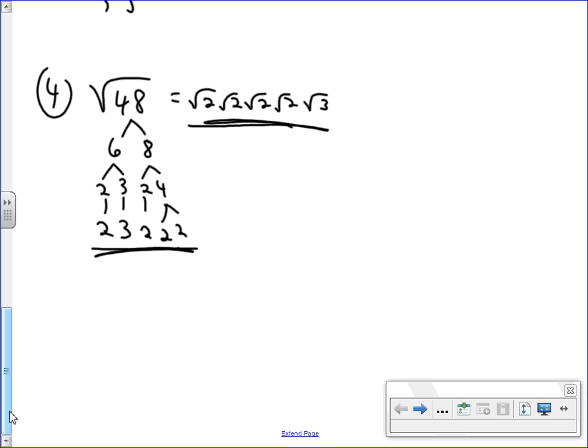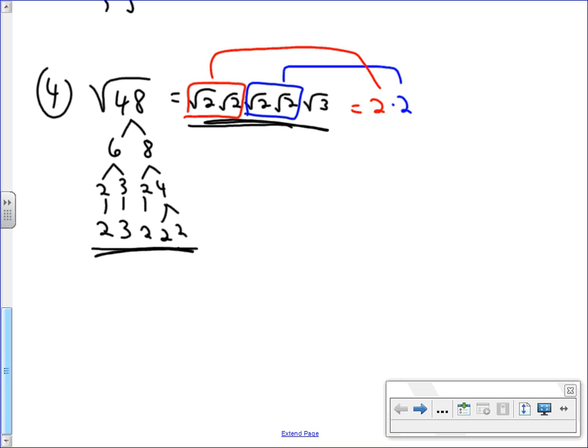I'm now going to look for pairs. I have a pair here, and I have another pair here. And each one of those pairs is going to become a plain old 2. Square root of 2 times the square root of 2 is 2. Each of those comes out of the square root. And then I'm left at the end with that square root of 3 because it didn't have a pair. If you happen to get 2 things out, like we did right here, I'm going to put them back together at the end, and our final answer will be 4 times the square root of 3.